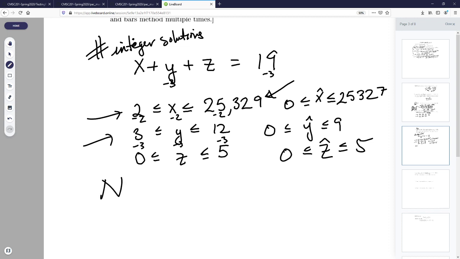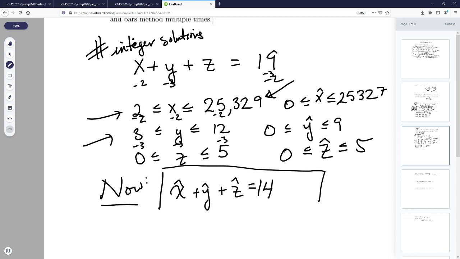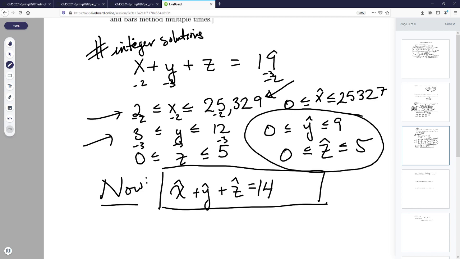So now we have the new equation. We have x hat plus y hat plus z hat, if you're Canadian or British, is equal to 19 minus 3 minus 2, which is equal to, if I'm not mistaken, 14. Okay, so cool. Now, how do we do this problem? Well, perfect. We're going to see an edge case that not even the test problem really deals with.